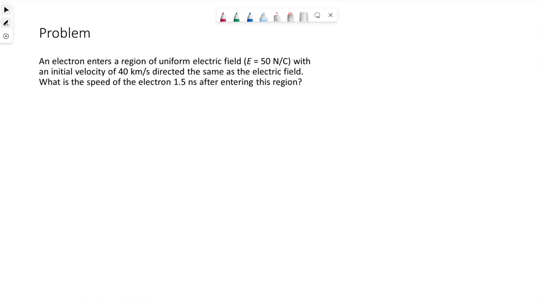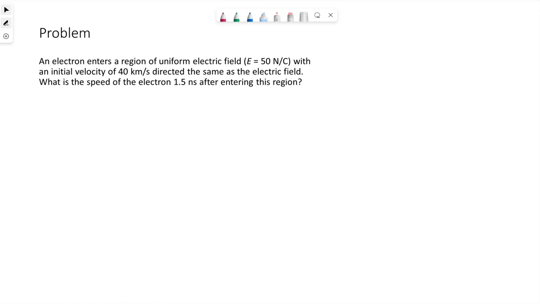Our sample problem says an electron enters a region of uniform electric field with E equaling 50 newtons per coulomb. The electron enters the field with an initial velocity of 40 kilometers per second, directed the same as the electric field. What is the speed of the electron 1.5 nanoseconds after entering this region?